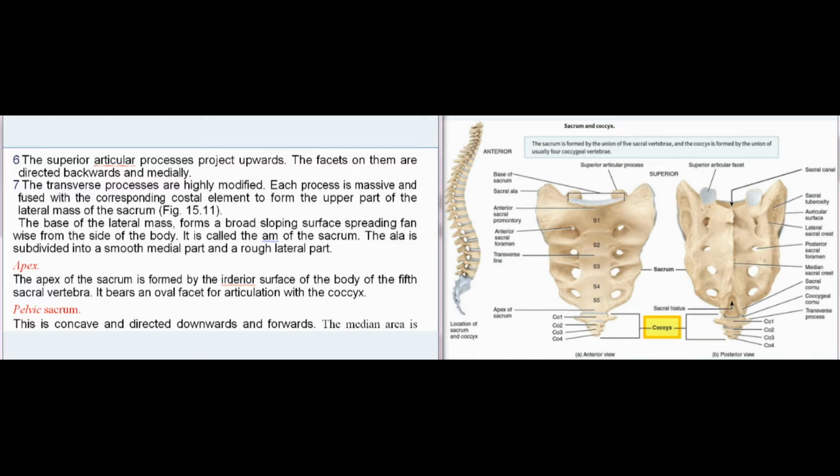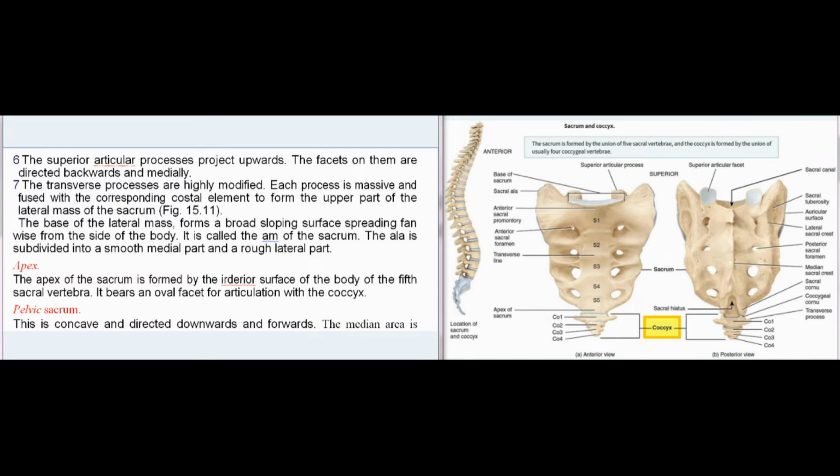7. The transverse processes are highly modified. Each process is massive and fused with the corresponding costal element to form the upper part of the lateral mass of the sacrum, Fig 15.11. The base of the lateral mass forms a broad sloping surface spreading fan-wise from the side of the body. It is called the ala of the sacrum. The ala is subdivided into a smooth medial part and a rough lateral part.